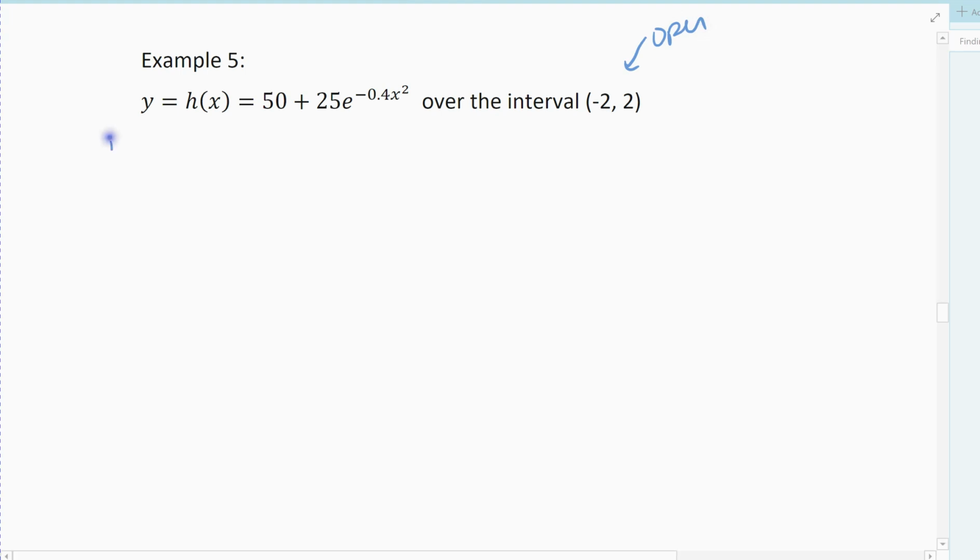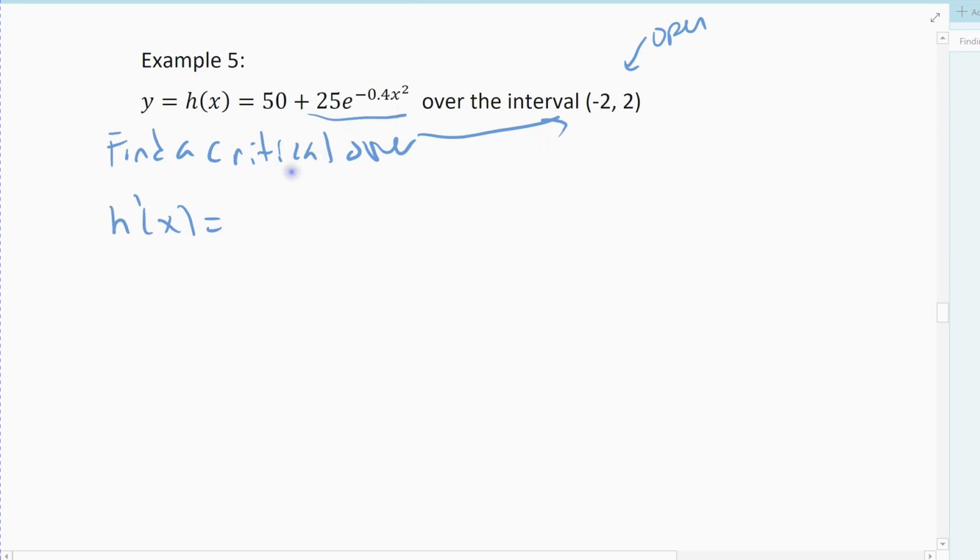So that means I want to find, hopefully, a critical value over that interval. So find my derivative and set it equal to 0. The 50 will zero out. The derivative of the exponential, well, this is going to require my chain rule. So first thing is the exponential. So I write down the original function as is. So 25e raised to the -0.4x squared.